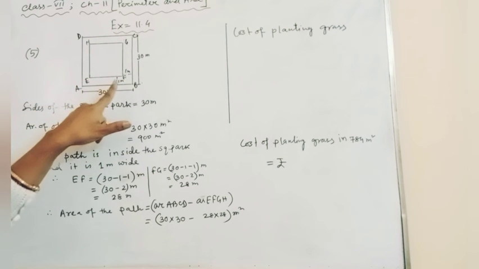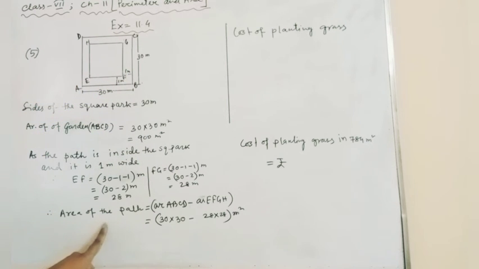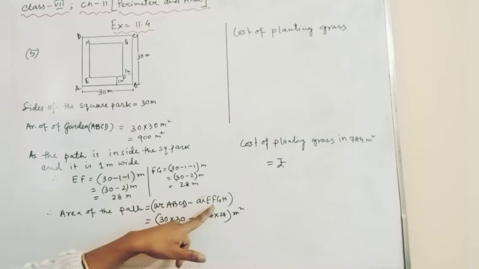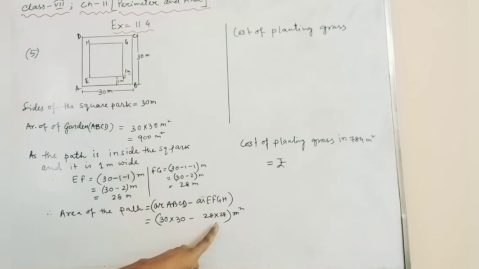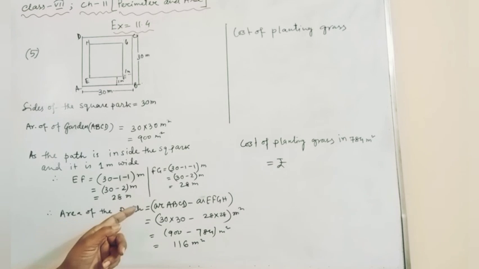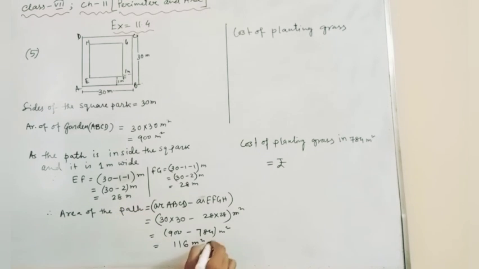Now the area of the path, you know, is the area of ABCD minus the area of EFGH, that is 30 into 30 minus 28 into 28, that is 900 minus 784 meter square, and it will be 116 meter square. Subtract and you will get 116 meter square. Now what was the question? Find the area of the path. So the area of the path, as you have seen, is 116 meter square.